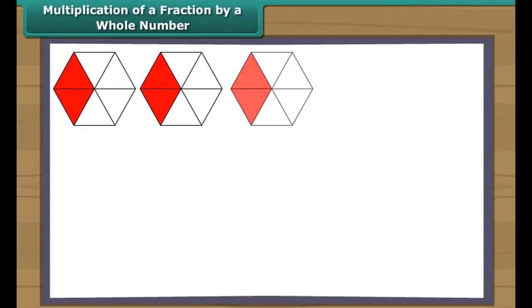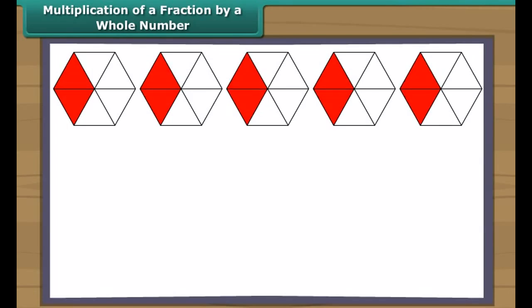Multiplication of a fraction by a whole number. Look at these hexagons and find out the total red-colored part. 2/6 of each hexagon is red-colored. Thus, in total we have 10/6 part red-colored. We can also find this by multiplying 5 with 2/6.